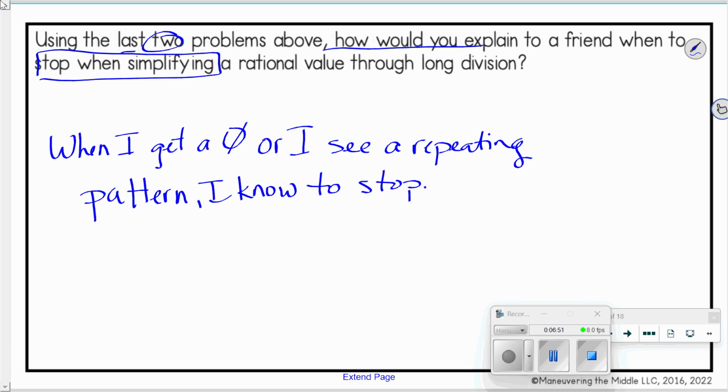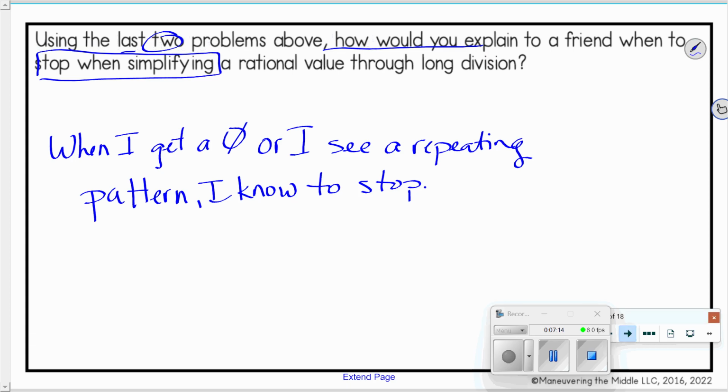Sometimes your directions are actually going to specifically tell you where to stop. So technically there's two more, but because it was talking about the last problems, that was where we saw it come to a 0 and where we saw a repeating pattern. Those are the two where you always know, but do pay attention to your problem as well. Does that make sense for everybody? Questions on it?